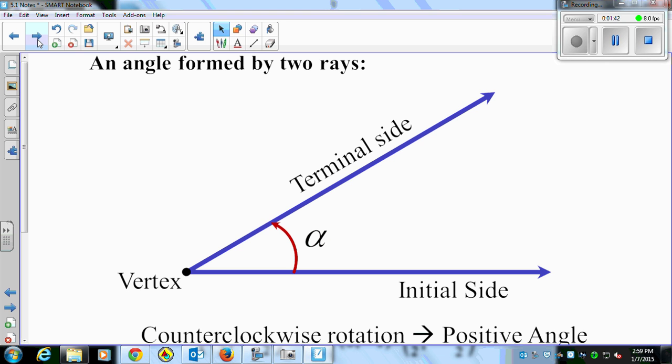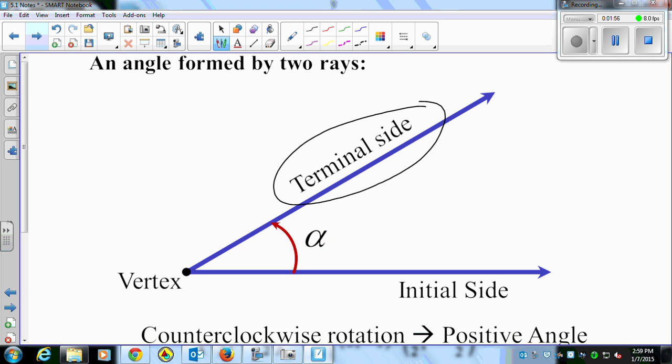So the first bit of terminology that we need to talk about is just some basics on angles. An angle is formed by two rays. You have your initial side, you have your terminal side. Your terminal side is the side that the angle ends on. And then your angle is the angle between your initial side and your terminal side.